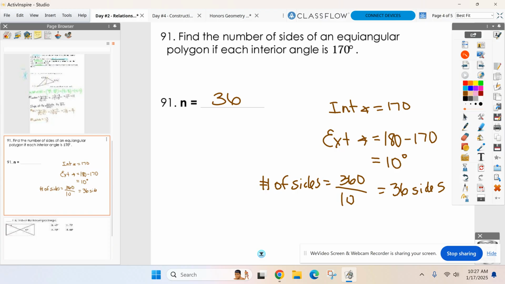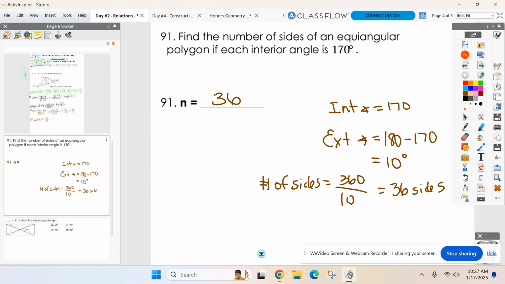So deal with the exterior if you can, please, because you already know it doesn't matter the number of sides. It's always going to add up to 360. Here, I'm not really too sure what all the interiors add up to because it's always different depending on the number of sides. Questions there?